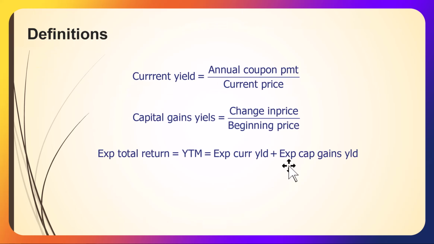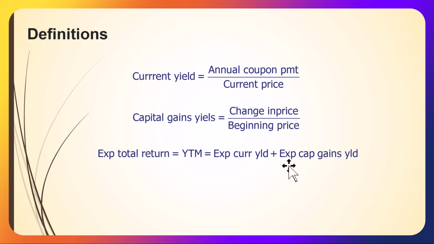Just a few definitions about bonds. We have something called the current yield. This is the coupon payment divided by the current price. If you buy the bond today and you receive this coupon over the next year, that's the return that you'll make on the money that you invested today. Typically, it's a little bit higher than the capital gains piece.